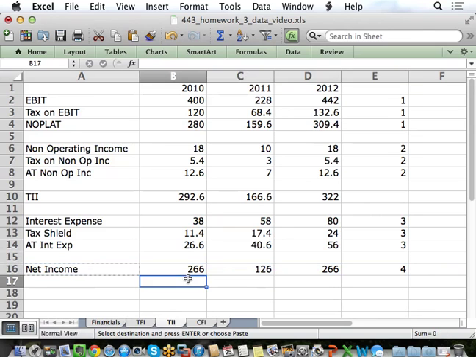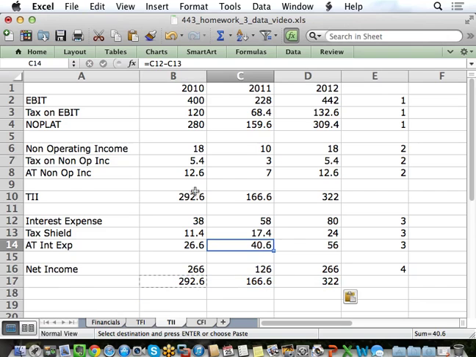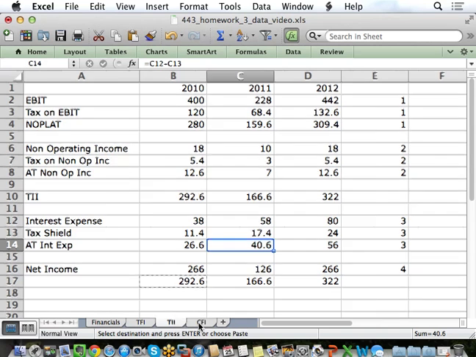I add my 3s and 4s together, after-tax interest expense plus net income, and hopefully, if I did everything right, my TII is balanced. And that would be a correct solution. Now, I'm assuming that as you were doing this homework, these two statements you probably didn't have a lot of problems with and got relatively quickly. The next statement, the cash flow available to investors, is probably the one that caused a little bit more challenge. So now that we've gotten these two statements converted, we're going to do our CFI.